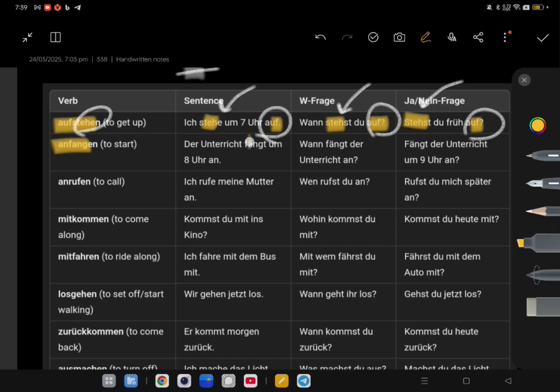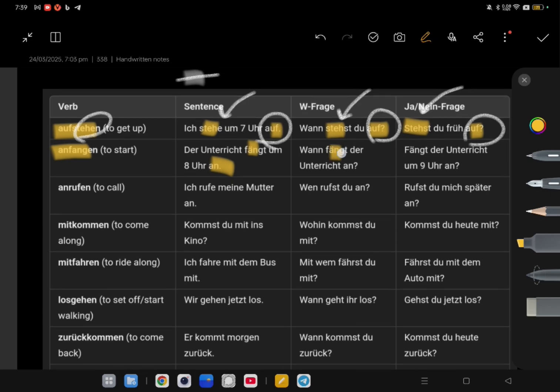Der Unterricht fängt 8 Uhr an. Next we have W-Fragen. Wann fängt der Unterricht an? Here, how do you conjugate it? Let me show you. Der Unterricht comes under the er/sie/es form, right? Ich fange, du fängst, er/sie/es fängt. So it became fängt. Wann fängt der Unterricht an? When does your class begin?